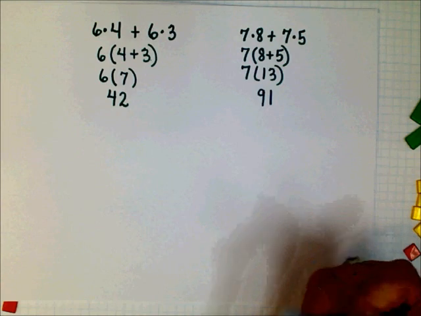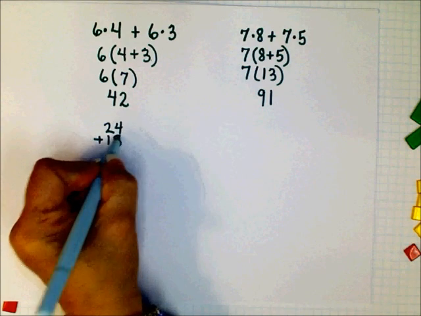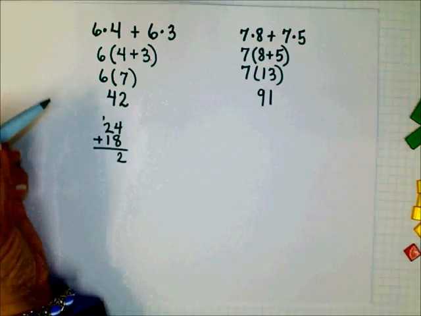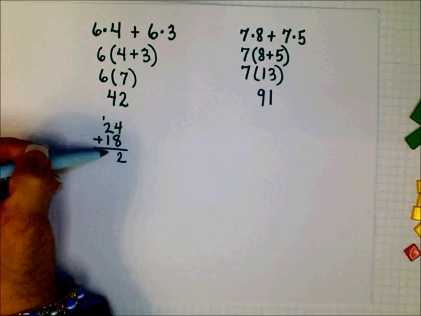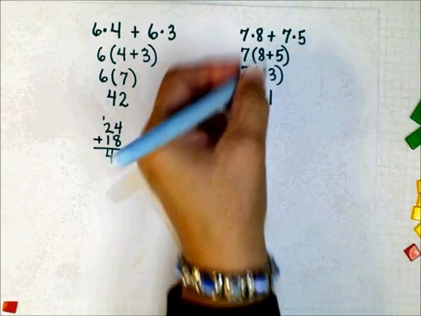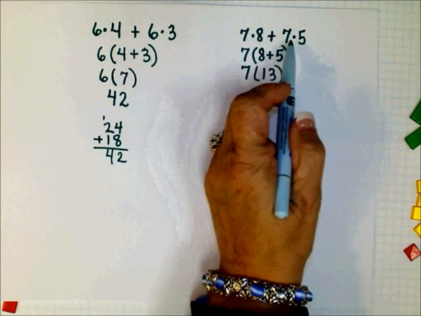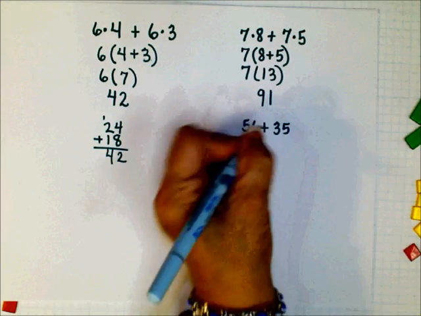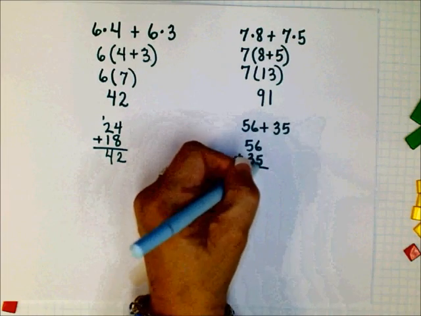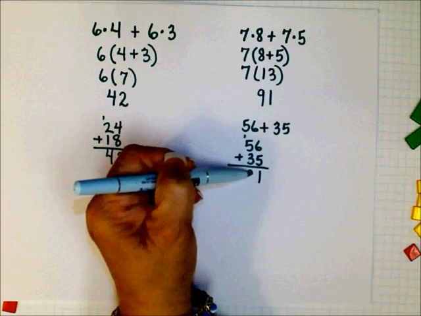Now again, go back and look and see that you also have the 24 plus the 18 originally, and 8 plus 4 is 12. Carry your 1. 2 plus 2 is 4. So we can check our math to make sure that we've done the correct thing. Likewise over here, I have 7 times 8 is 56 plus 7 times 5 is 35. So then I have 56 plus 35. 6 and 5 is 11. Carry your 1. 5 and 3 is 8, and 1 is 9. So I get 91 for both.